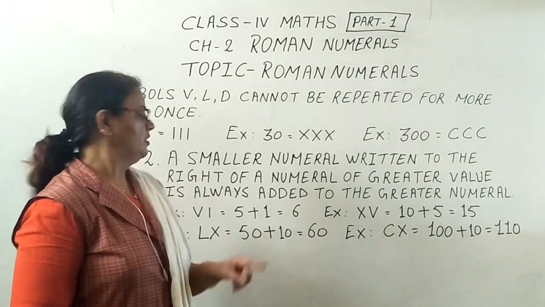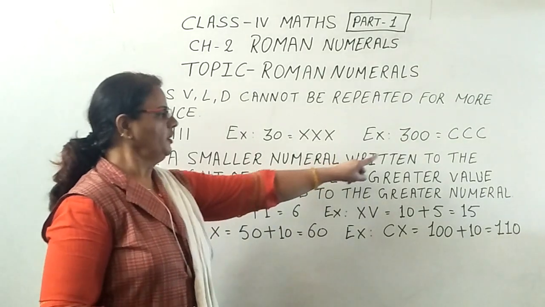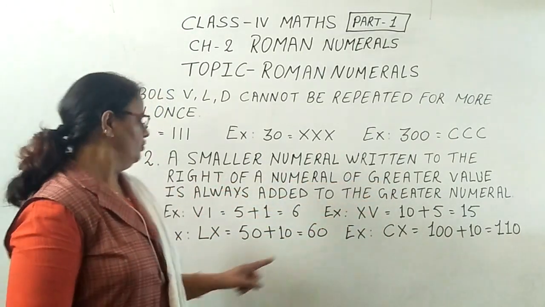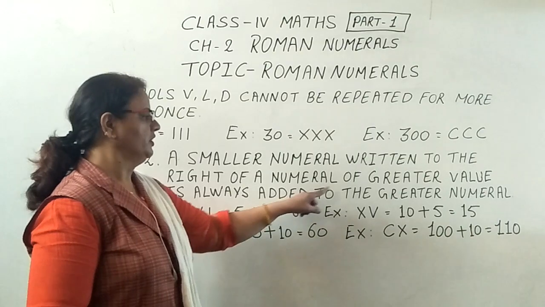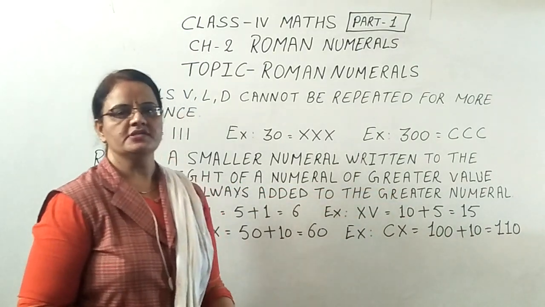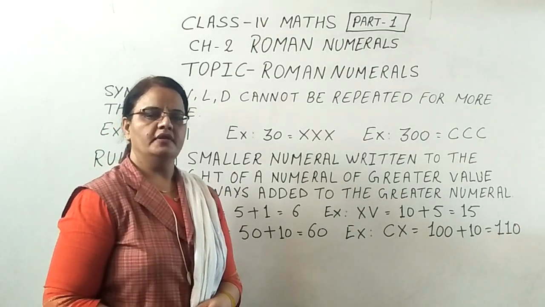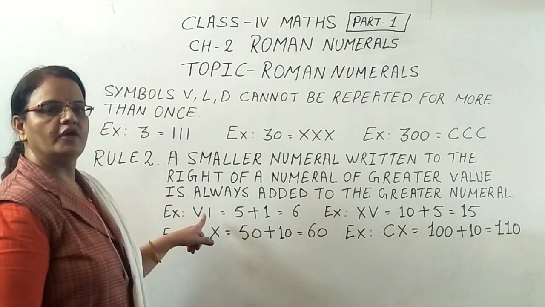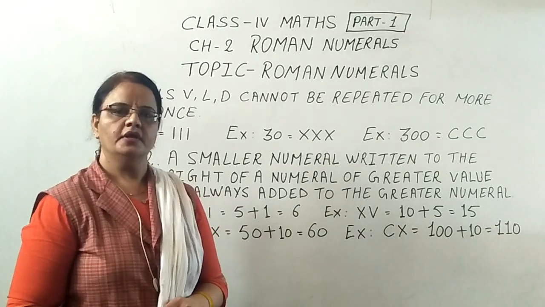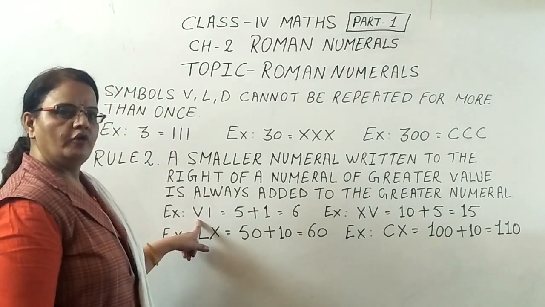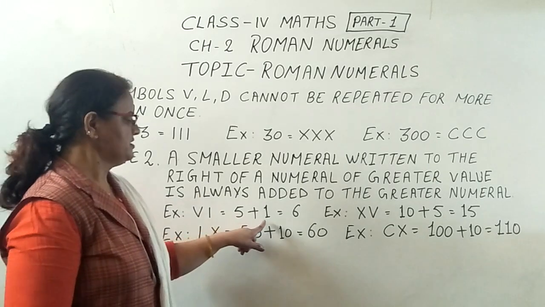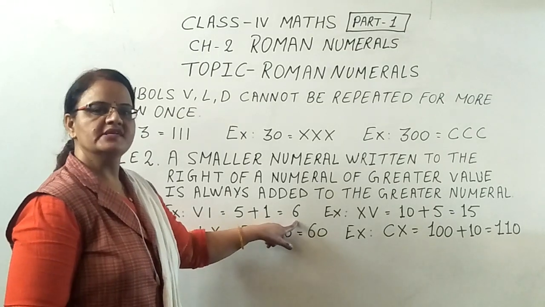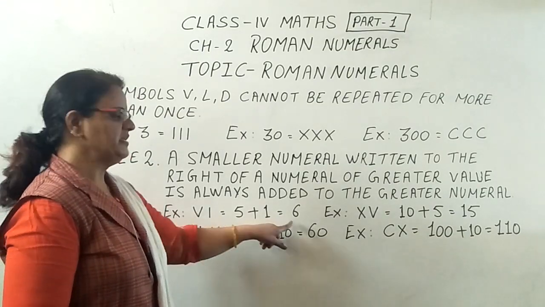Now we will take rule 2. Rule 2 is: a smaller numeral written to the right of a numeral of greater value is always added to the greater numeral. We will take some examples. For example, our Roman numeral is VI. We will write this Roman numeral in Hindu Arabic numbers. The value of V is 5 and the value of I is 1. So we add 5 plus 1 equal to 6. So the value of VI means 6.